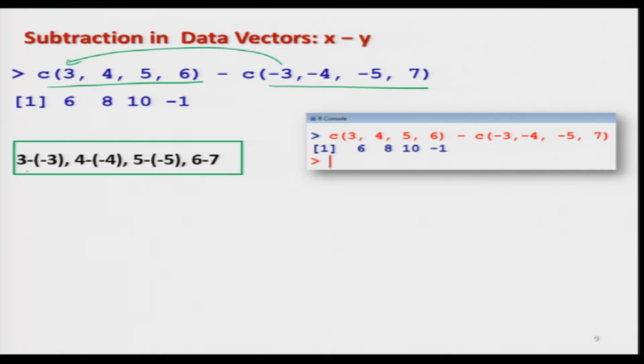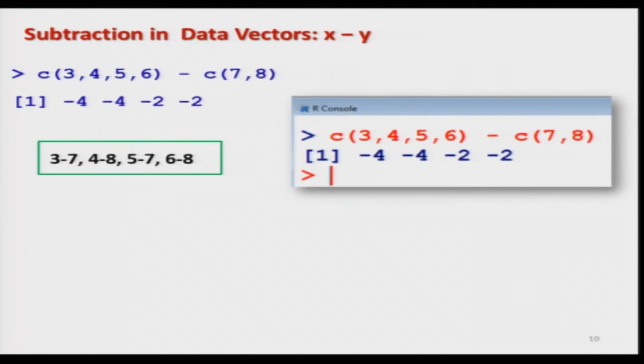So you can see here 3 minus 3, this becomes 3 plus 3, which is 6. Then the elements at the second position in the two data vectors become 4 and minus 4. So this becomes 4 minus 4, which is 8, and similarly you get the remaining two elements, and this is the screenshot. So you can see it is not difficult at all.